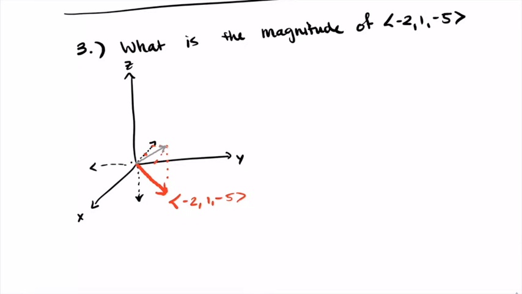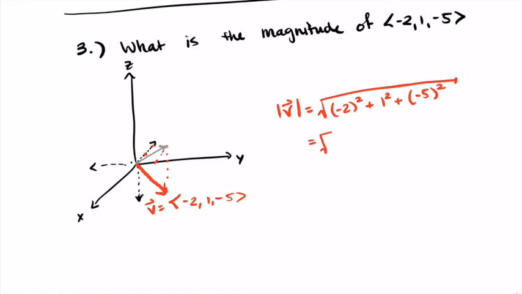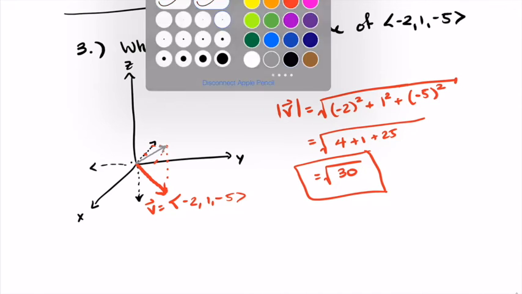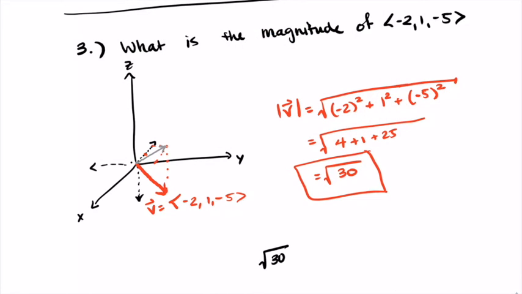So my magnitude, let's label this V, the magnitude of V is the square root of -2 squared plus 1 squared plus -5 squared. The square root of 4 plus 1 plus 25, which is the square root of 30. And the square root of 30 is our answer, but let's make sure we can understand it. Square root of 30 is going to be less than 6, because the square root of 36 is 6, but it's going to be bigger than 5, because the square root of 25 is 5. So if I wanted to estimate, I would guess that it's smack dab in the middle. Maybe it's about 5.5.